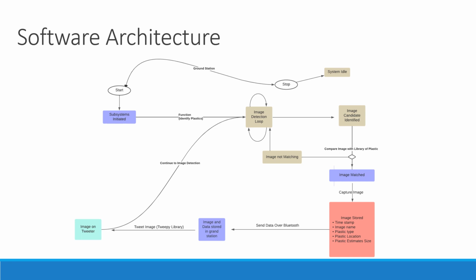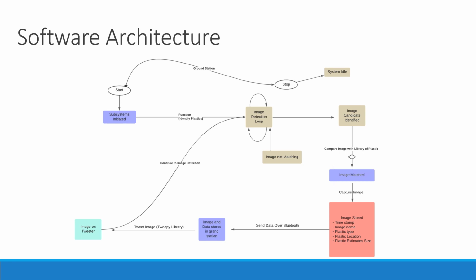If an image candidate is identified, it will be compared with a library of plastics. If the image does not match, it will go back to the image detection loop to detect more plastics. If the image is matched, however, the image will be captured and stored with a timestamp, image name, plastic type, plastic location, and plastic estimated size. After the image is stored, it will be sent over with Bluetooth, and the image and data will be stored in the ground station.